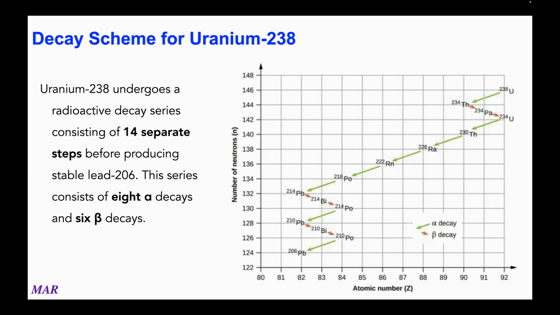On the other hand, all of those red arrows are beta decay. So the particle being emitted is an electron, and so thorium-234 there is going to turn into protactinium-234.